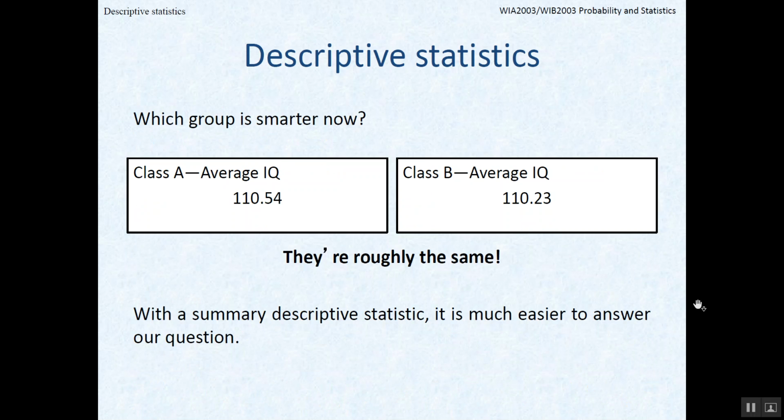Here you can see what we did is average. Average is one way of describing a behavior or a pattern that you observe in the class. So in this case, which group is smarter? By using average, we can get a score of 110.54 for class A and 110.23 for class B. So they are roughly the same. With the summary descriptive statistic, it is much easier to answer a question. In this case, using average, you can say that both classes are equally smart.